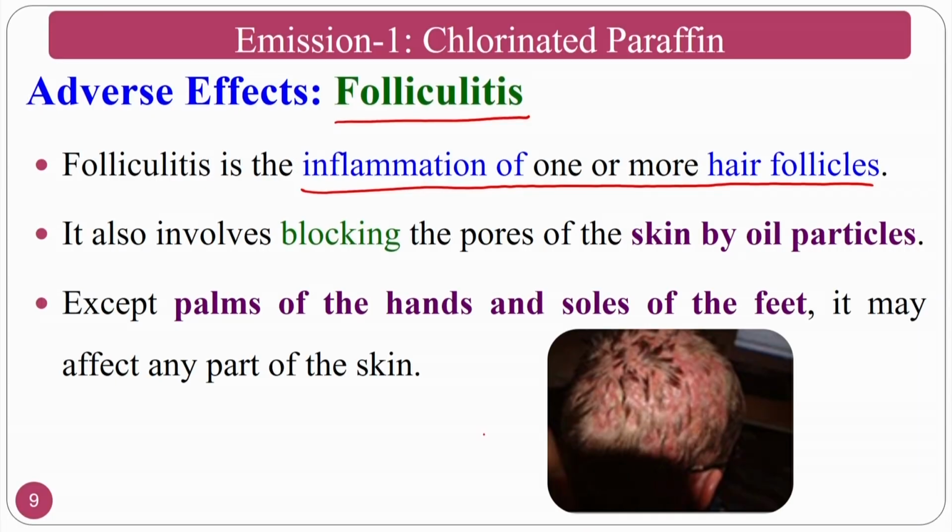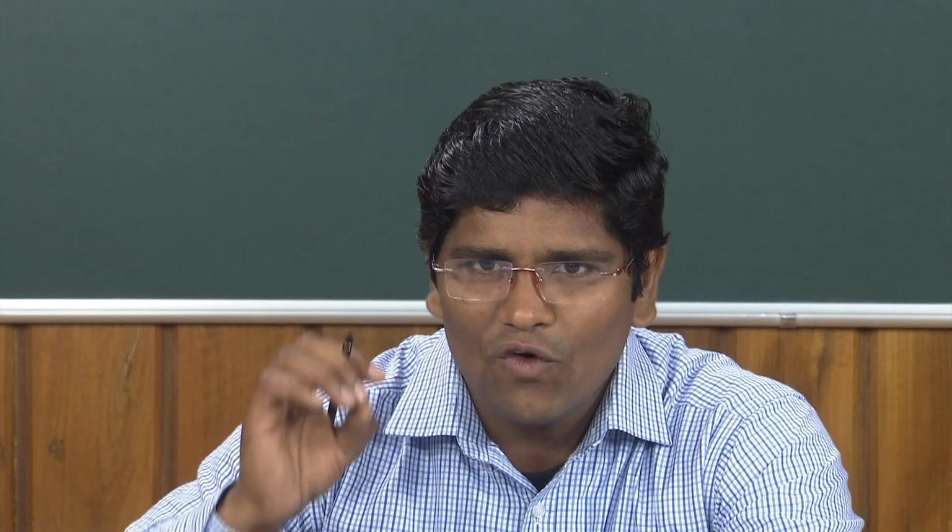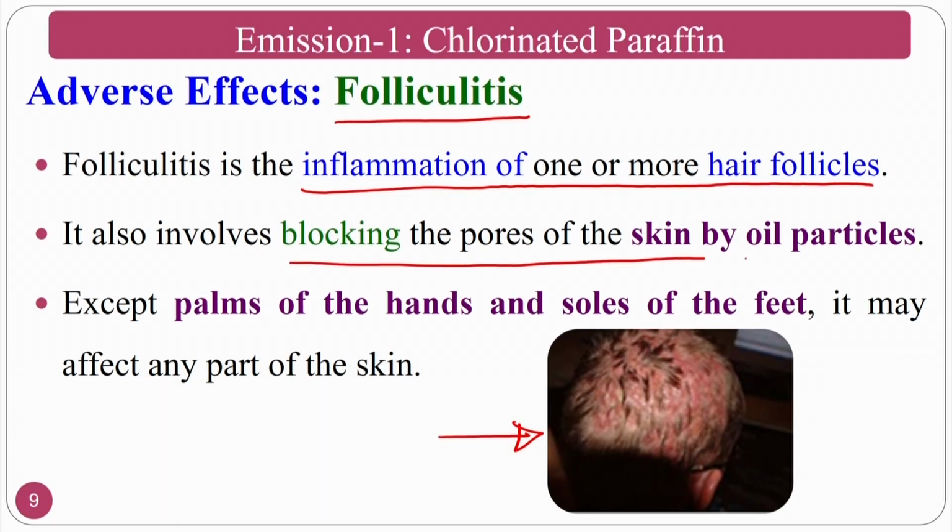You can see here on the hair, some places hair is there, some places hair is not there. This is called folliculitis. Wherever the cutting fluid falls and occupies the pores of the skin or head skin, hair won't grow. This involves blocking of the pores of the skin by oil particles, which in turn causes improper or irregular growth of hair, that is called folliculitis.